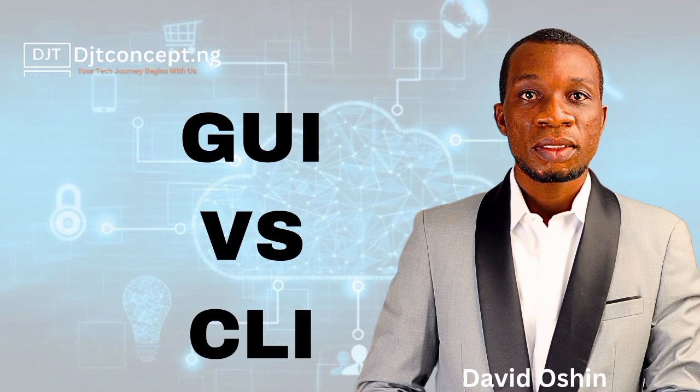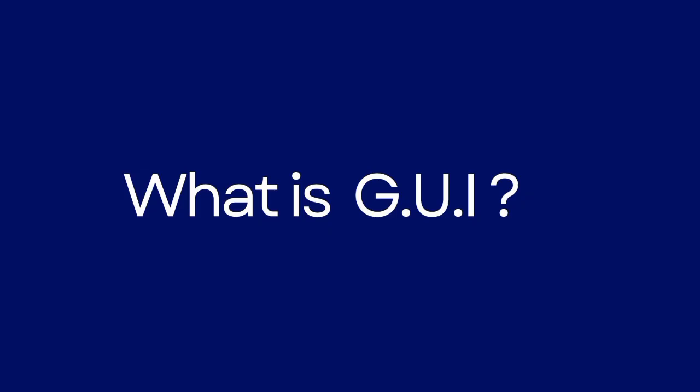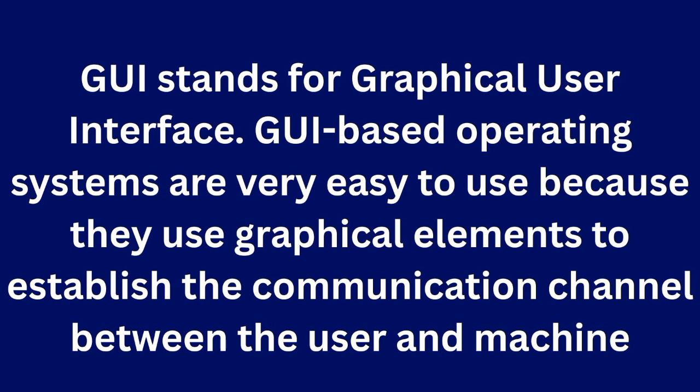Both GUI and CLI are interfaces for the operating system, and they are the interface through which the user will interact with the hardware component. So there are basically two interfaces that you can interact with. You can either interact with the GUI interface or you interact with the CLI interface. So let us start in the first place. What is GUI? GUI is Graphical User Interface.